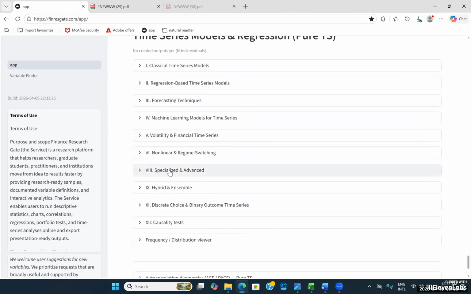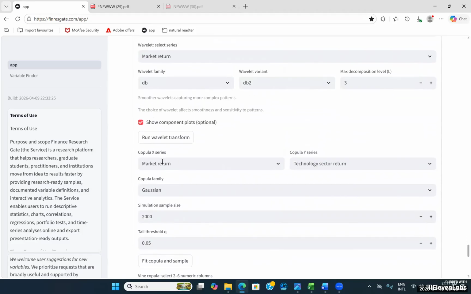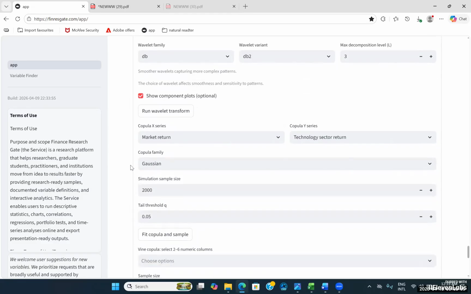If you scroll down a bit further, you'll find the Specialize and Advanced section, and within that, you'll see the copula options. You can then select X, which might represent, for instance, the market, and Y for the other return sector. Among the choices presented here are the Gaussian distribution, student's t-distribution, and various others. For now, let's begin by focusing on the Gaussian.